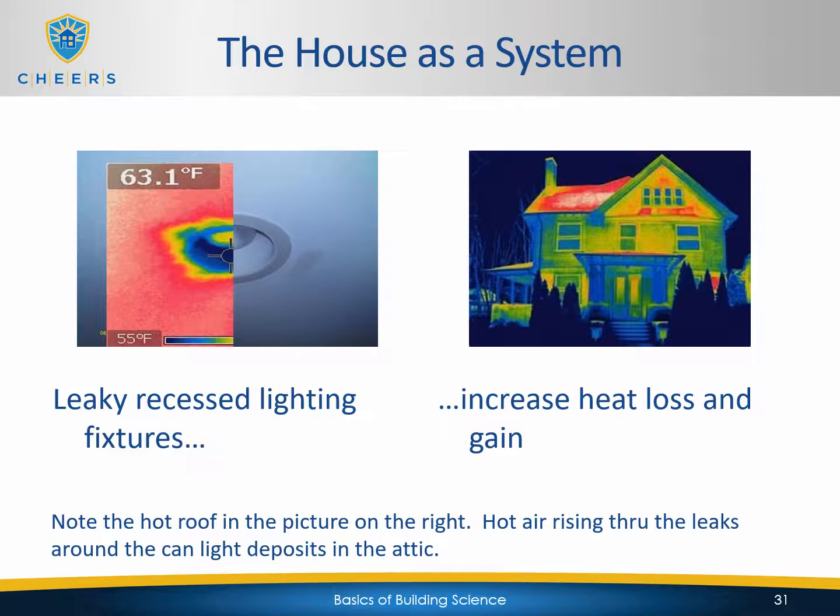So the heat inside the house is leaking through the poorly sealed can lights, and it's heating up the attic. So you can see in the picture on the right hand side, you'll see the roof that's bright red, right? So that means that the attic is hot. Assuming that's a non-lived in attic, that attic should be cold because it should be completely insulated from the inside of the house.